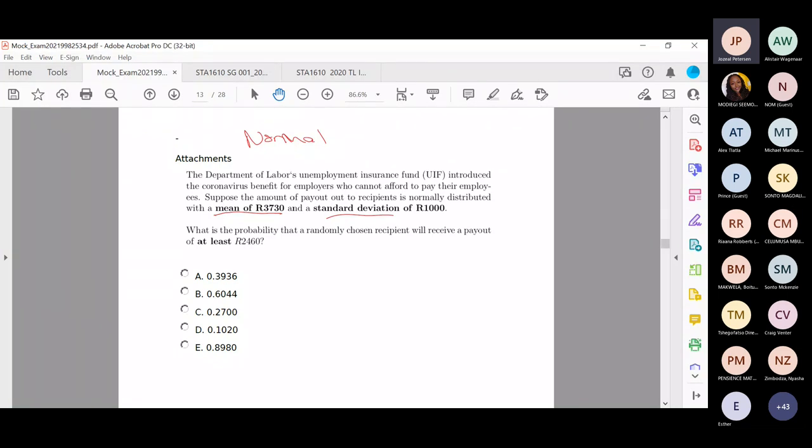So part 7, they are asking what is the probability that a randomly chosen recipient will receive a payout of at least 2,400. Now, with normal distribution, also remember the following. The sign matters. If the sign is greater than or less than, the probability you find on the table will be that probability that you are looking for. If the sign is greater than or equal or greater than, you're going to find the probability by using 1 minus the value you see on the table.